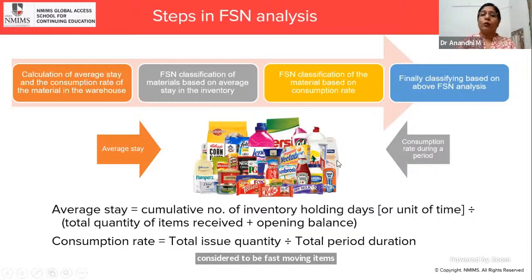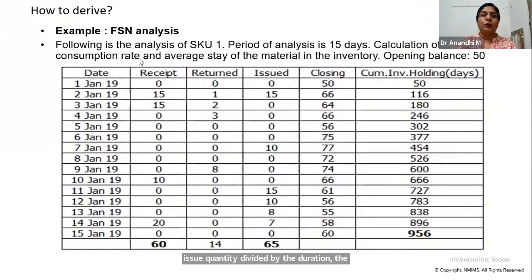If the product matches both these criteria, then it is considered a fast moving item. Based on these two, either one of them or both put together, we can calculate whether the product is fast, slow, or non-moving. So how to do that? Average stay you calculate by dividing the cumulative number of inventory holding days, that is the number of periods, by the total quantity of items received plus whatever you had as the opening balance. Consumption rate you identify as total issue quantity divided by the total period duration. I will show you an example so that you understand better.